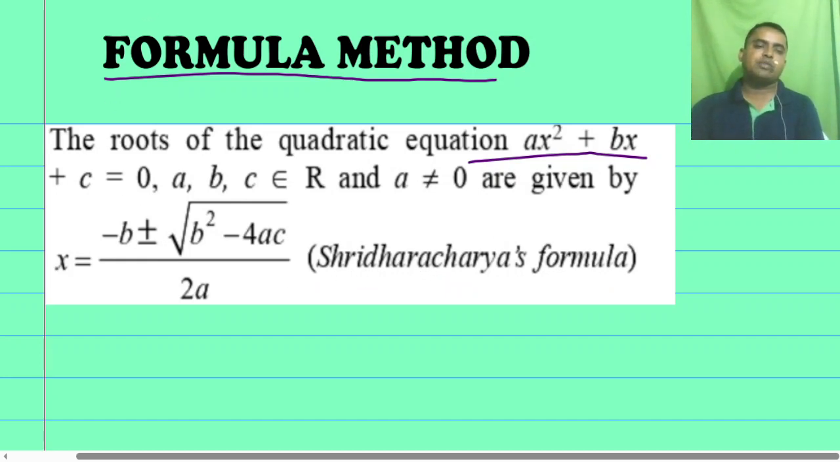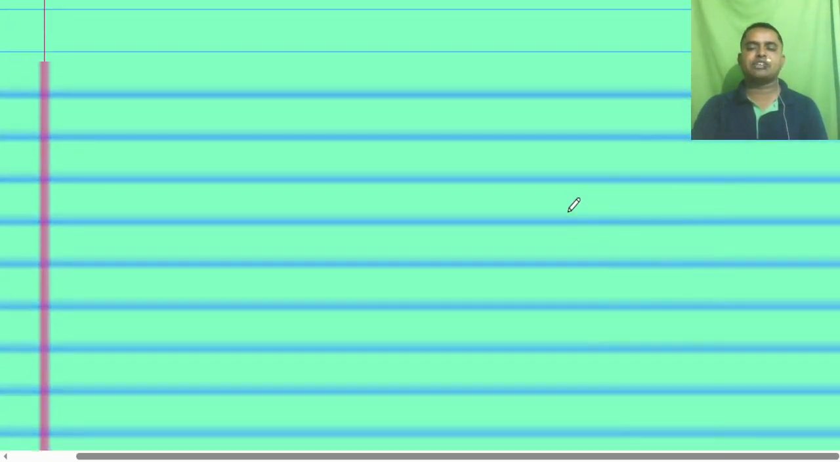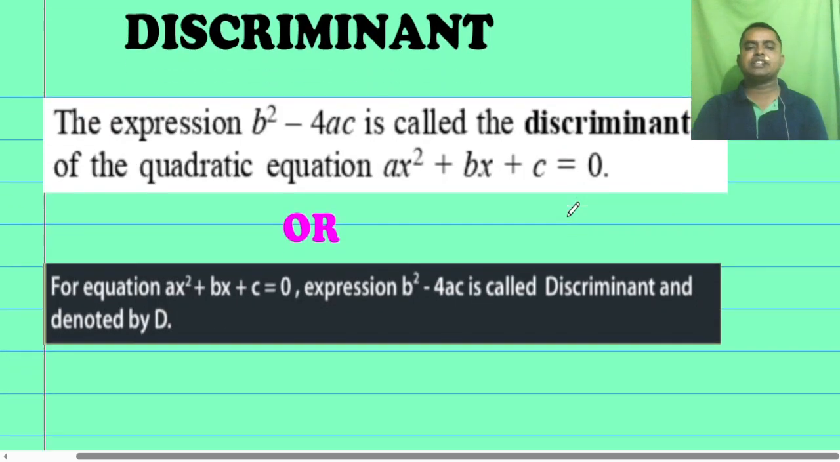Here the formula is x is equal to minus b plus or minus root of b square minus 4ac divided by 2a. By these three methods we are solving the quadratic equation. So next, discriminant. What is the discriminant?